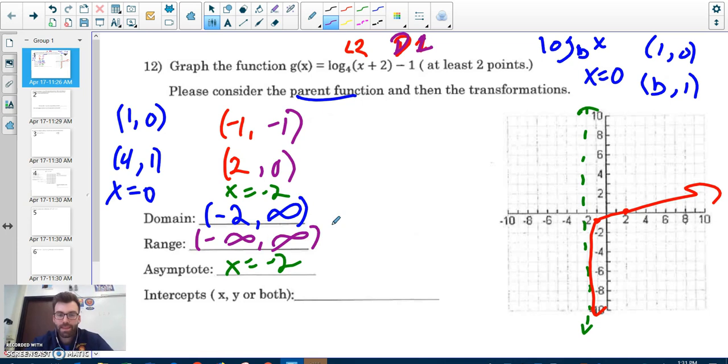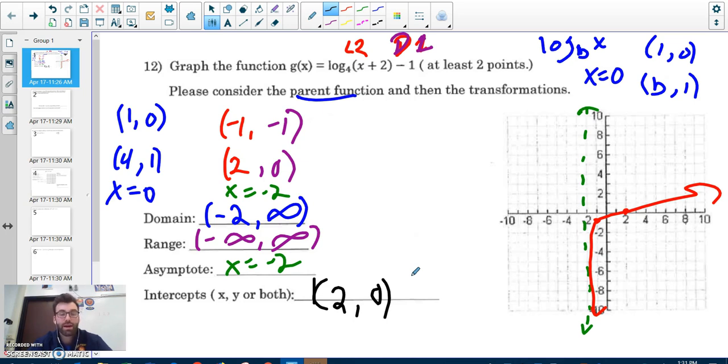X-intercepts, y-intercepts, or both? For this particular one, I'm going to have an x-intercept. We just found it here by shifting our points. So my x-intercept is going to be (2, 0). My y-intercept, I can get by plugging in 0 for x.